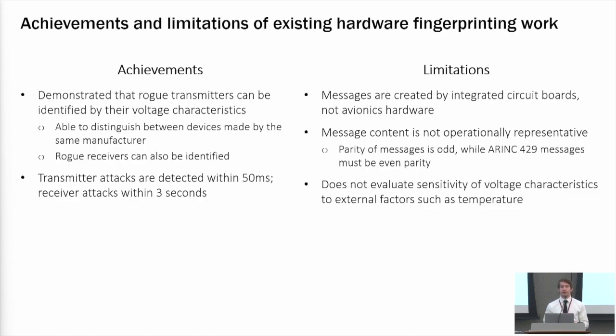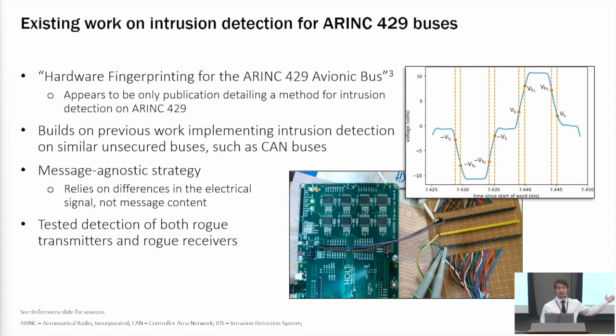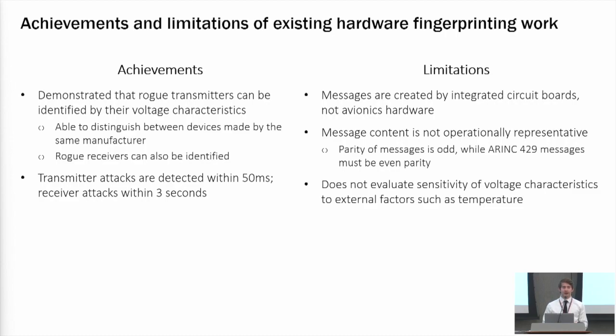There were some really key limitations in their paper, though. As previously touched on, their messages were created by integrated circuit boards, which you can actually see their setup on this previous slide. Great for doing initial testing, but certainly not operationally realistic. In a similar vein, their message content, as Steve alluded to, was not operationally realistic. They were trying to cover the entire space of messages, but all the messages they actually tested were of odd parity, so an odd number of ones in it. And the ARINC standard specifically says all messages must be even parity. So the messages they were training on weren't even operationally realistic.